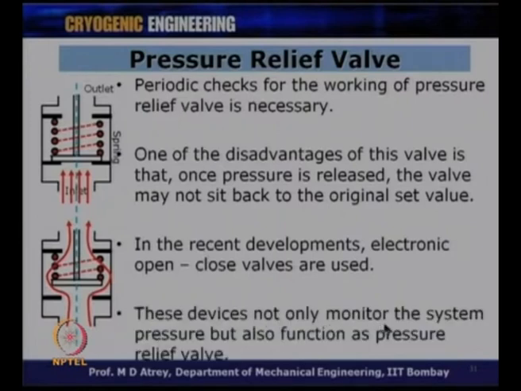These devices not only monitor the system pressure but also function as pressure relief valve. So, this electronic open-close valve also shows the pressure. It is a kind of pressure gauge also, and as soon as the pressure exceeds a set value, you can set up that value over there, this device will work as a relief valve also. It will vent out that extra boil off, bringing back the pressure to the set value again, and so it functions as pressure relief valve as well as the pressure gauge.